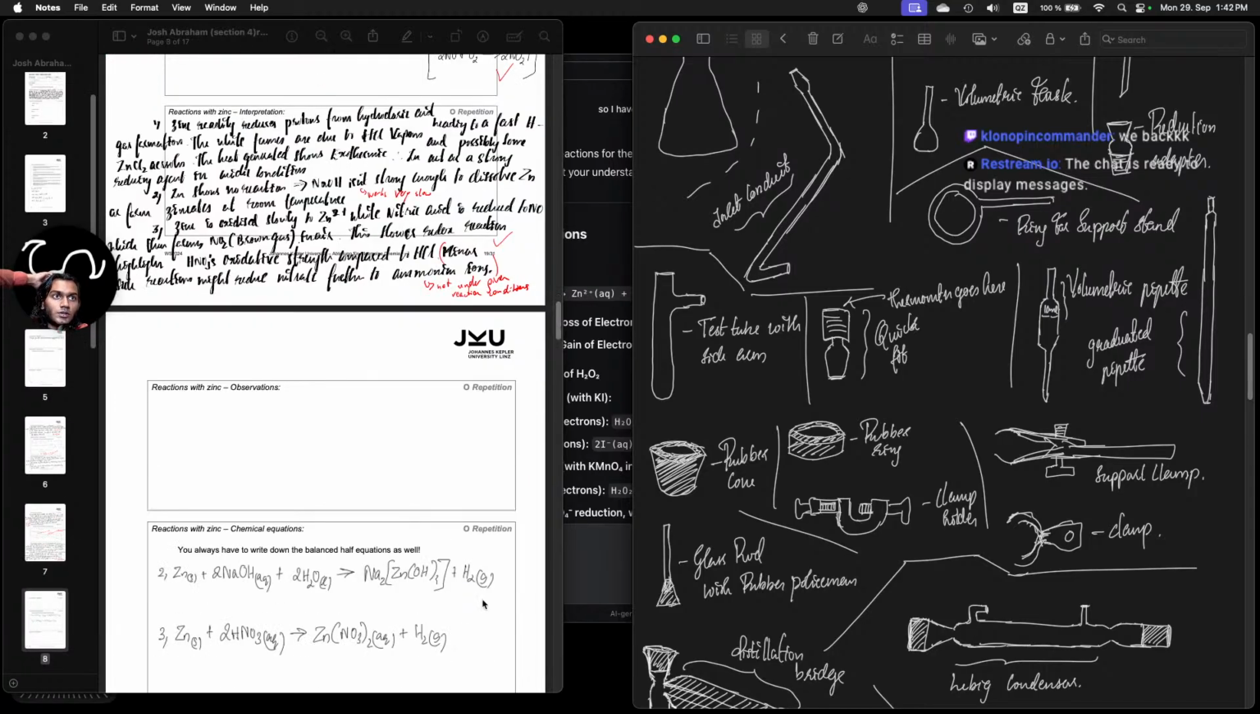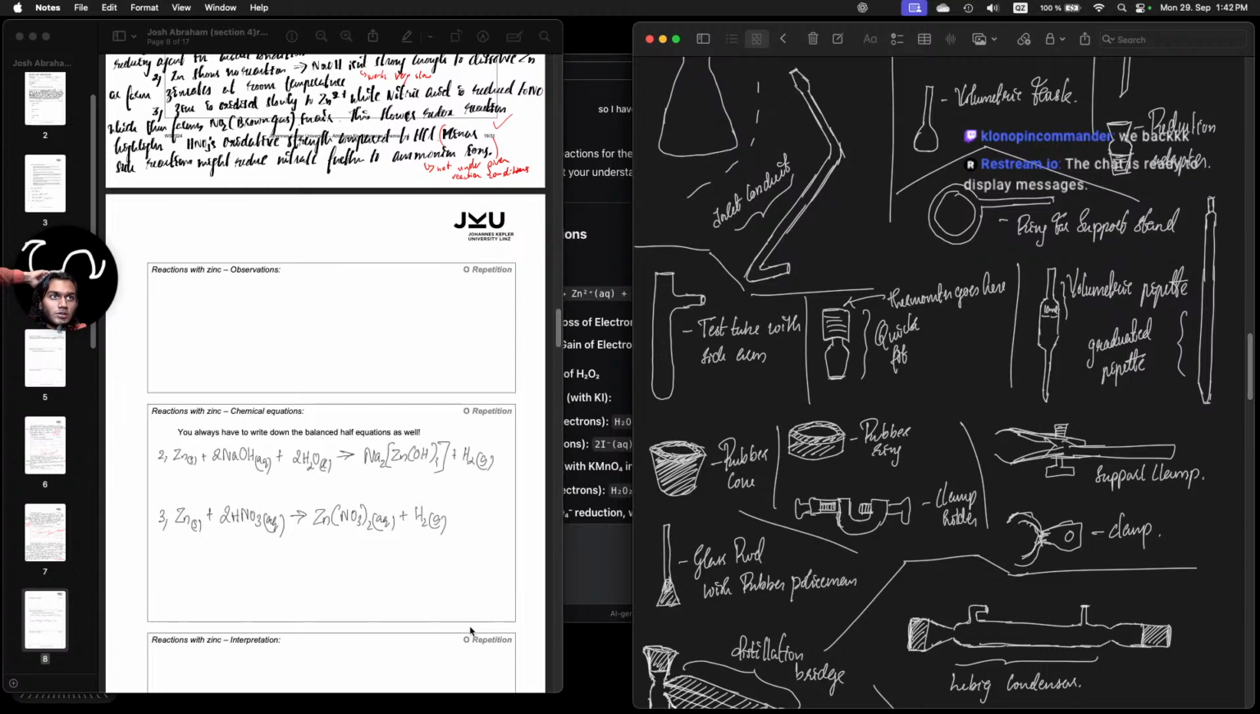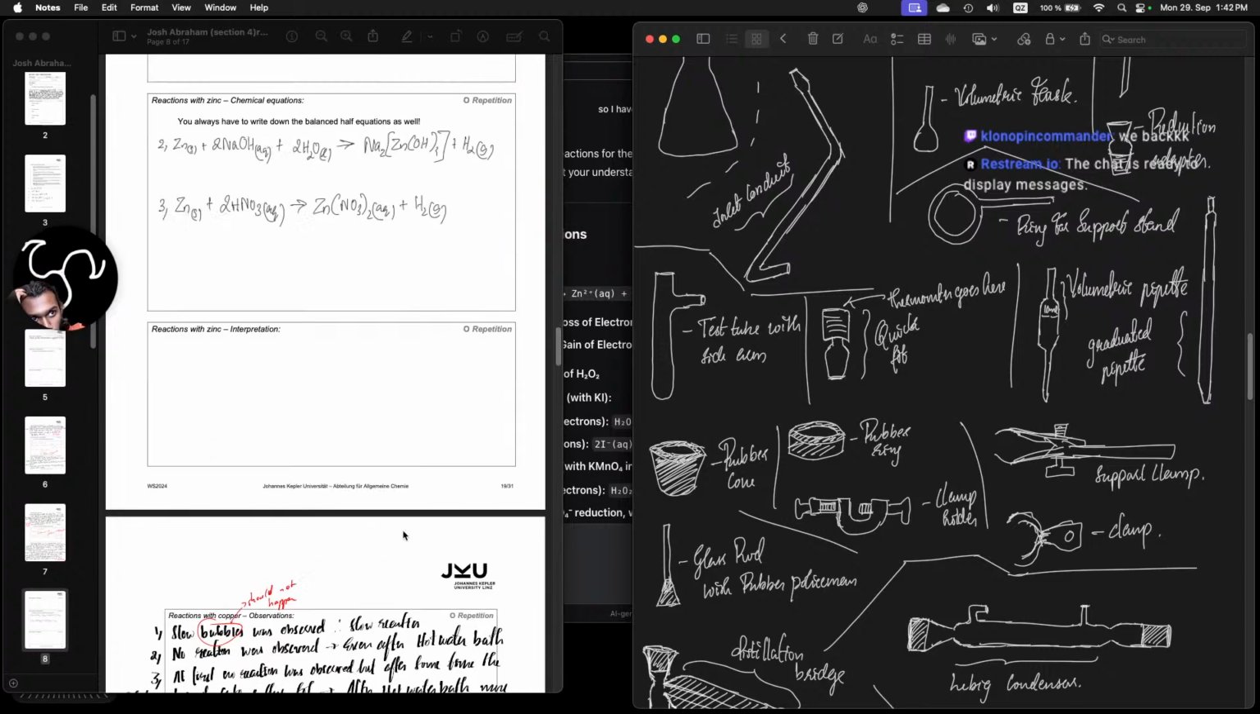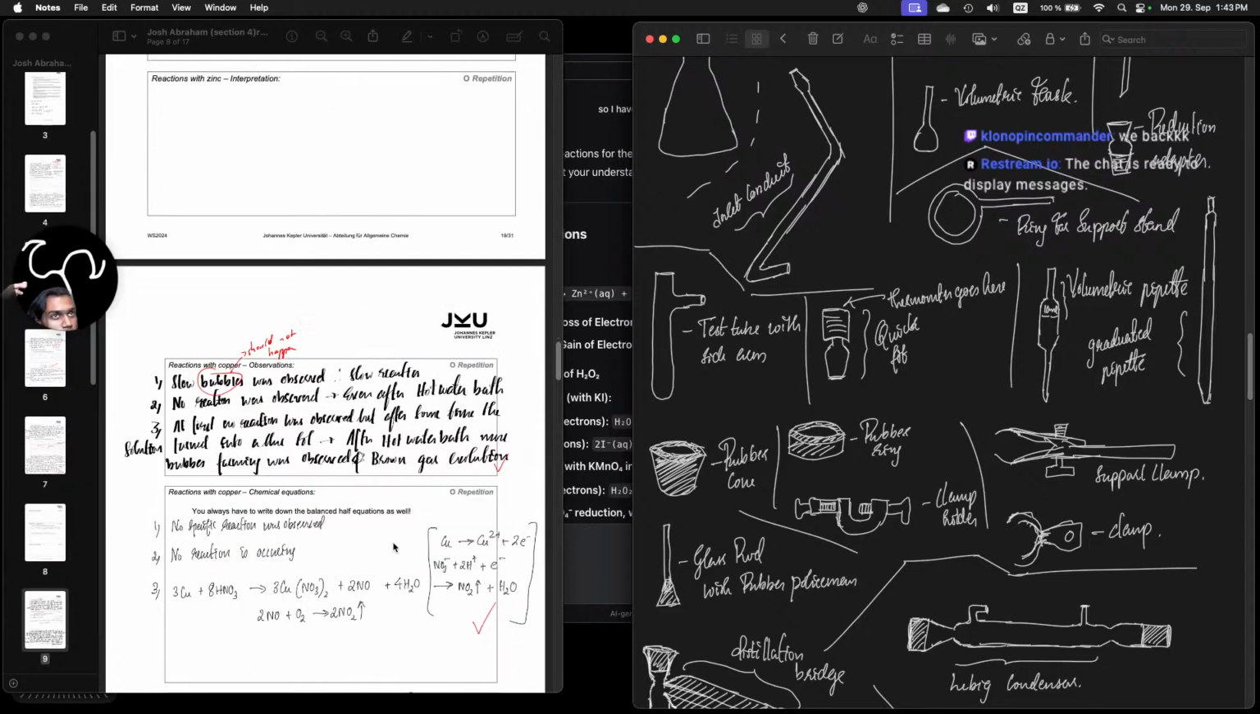Okay, so I think these are the equations they need. Now for copper.